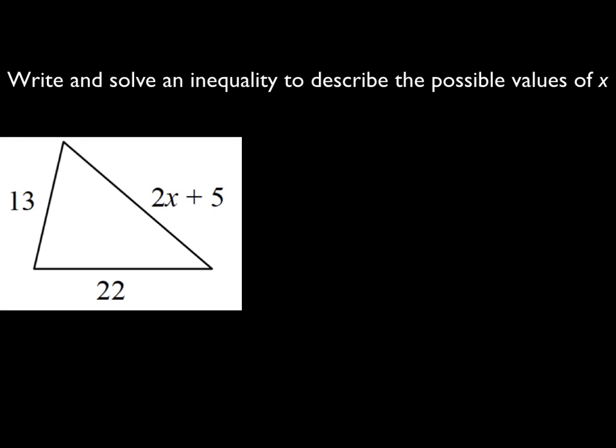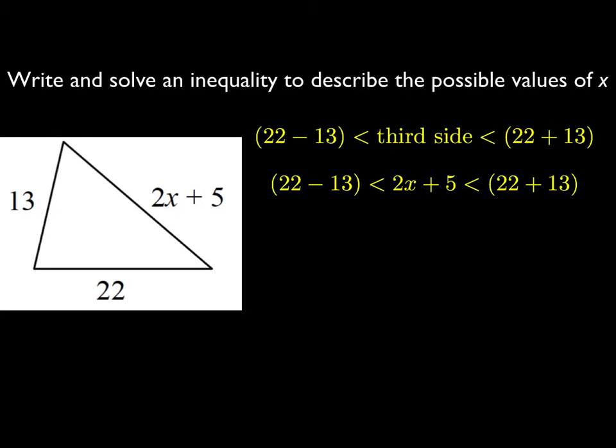One last example, sort of throwing some algebra in there. Let's say we've got 2x plus 5, 22, and 13, and we want to figure out the possible values of x. Well, let's pretend like we didn't know 2x plus 5. We just say that the third side is between 22 minus 13 and 22 plus 13. So now if you sub in 2x plus 5, we have an inequality to solve. So the difference is 9 and the sum is 35.